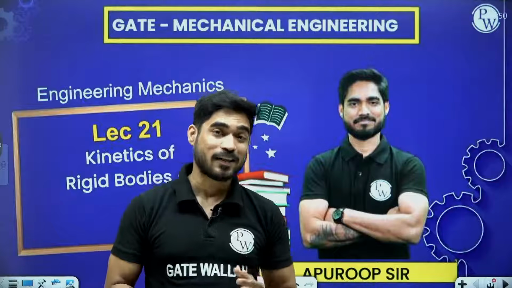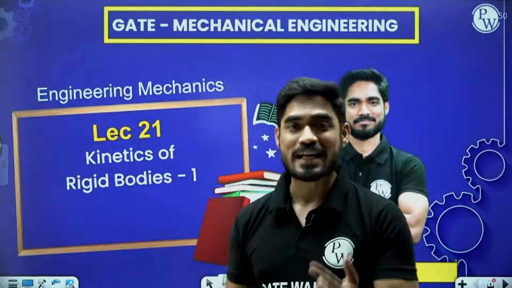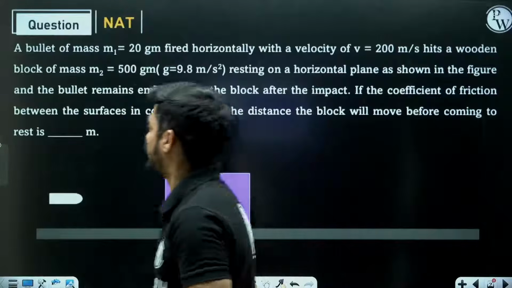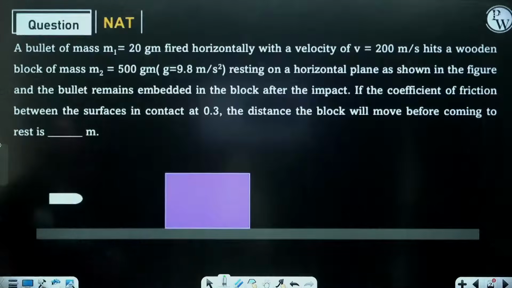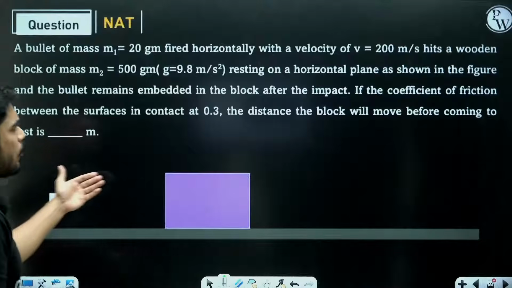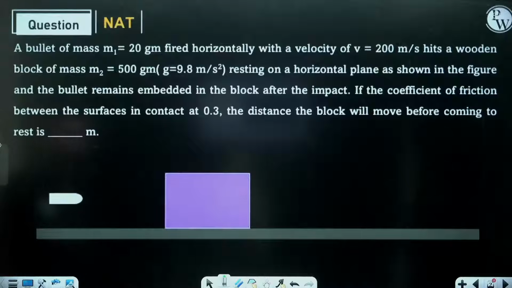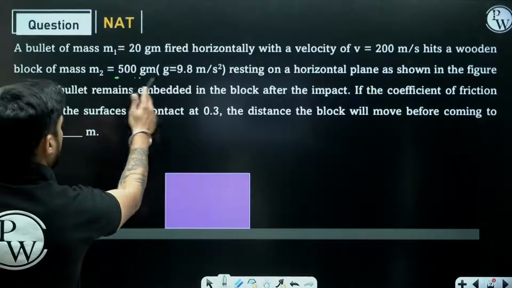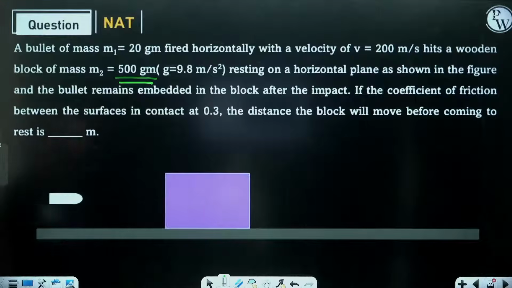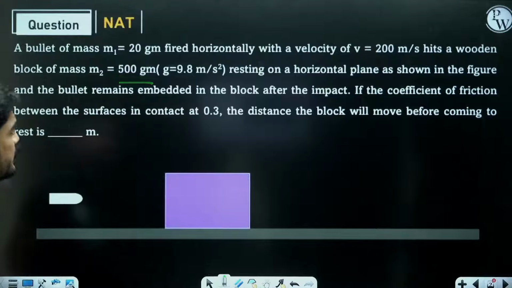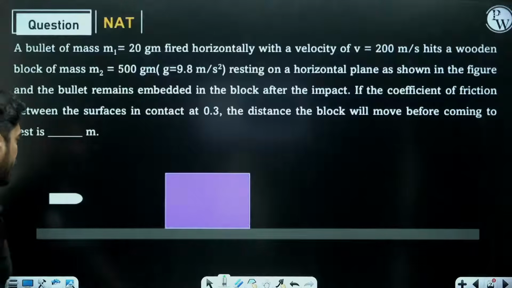But before we start with kinetics of rigid bodies, let's solve the problem that I gave you in the last class as an assignment. So this was the question, a very interesting question. A bullet of mass 20 grams fired horizontally with a velocity of 200 meter per second hits a wooden block of mass 500 gram resting on a horizontal plane as shown in figure, and the bullet remains embedded in the block after the impact. So what is happening right now?